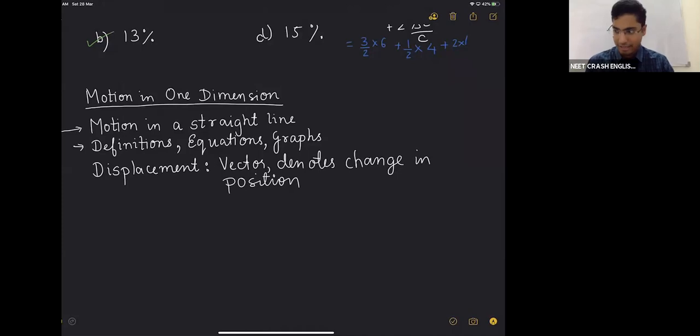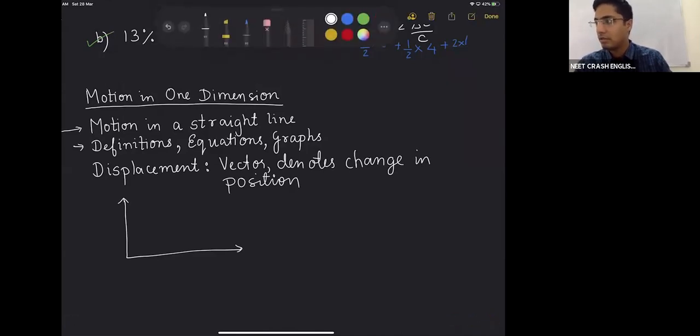Let me give you an example. Let's say there is an object that's initially here at position A, and it moves to position B. Initially it is at this position, later it's at this position. So final position minus initial position, basically RB minus RA, is the displacement.